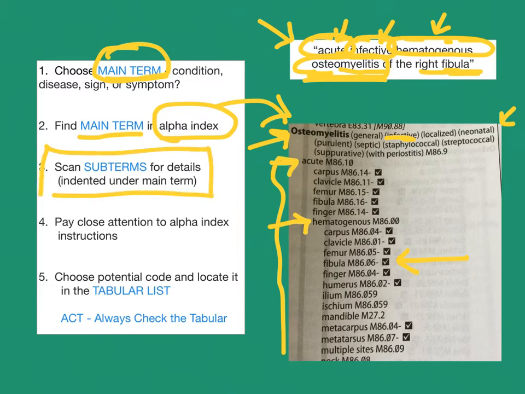So after scanning the subterms for all those details, we need to pay close attention to any instructions here in the alphabetical list. We don't have any instructions per se, but we do need to remember some of our conventions. Remember, a dash means that this is not a full valid code. We need to add another character here. That check mark is also reminding you that we need to go check that tabular list. And as you know, even if there isn't a check mark next to a code, you still need to go check that tabular list for every single code. So let's go to that next step and always check the tabular.